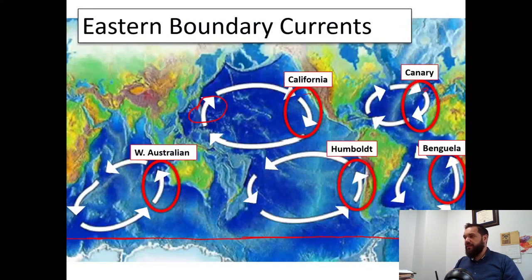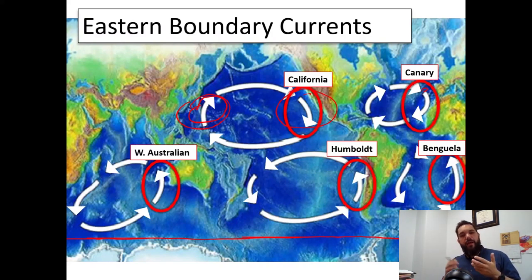I mean this eastern side of the gyre compared to the western side. In the northern hemisphere it's moving water from north to south, towards the equator. In the southern hemisphere it's moving water from the south to the north. But you'll notice they're always moving water towards the equator. Eastern boundary currents are always moving water towards the equator. Western boundary currents are always moving it away.